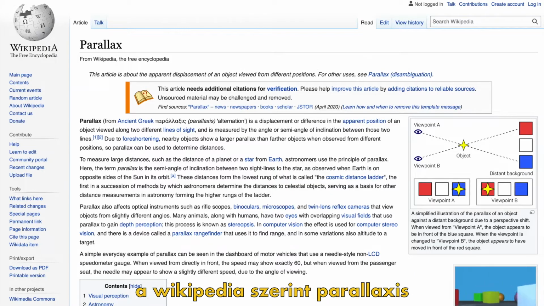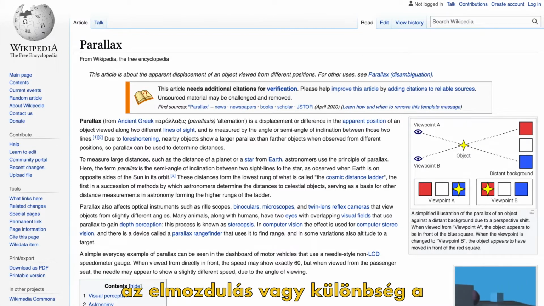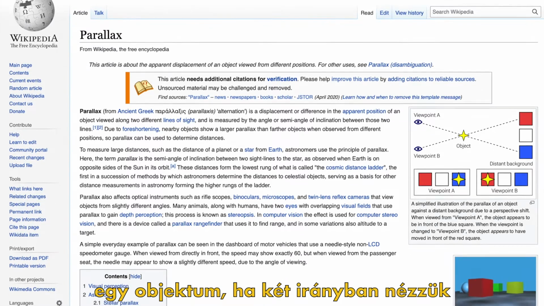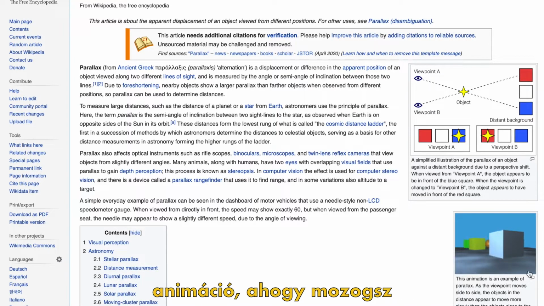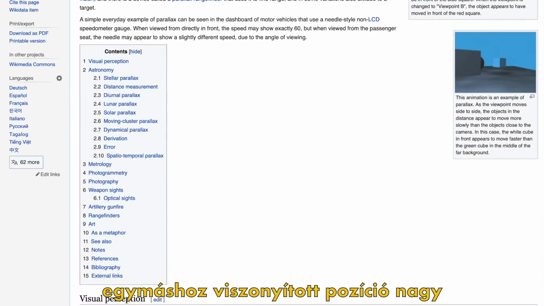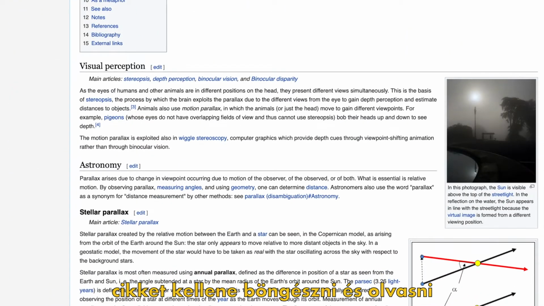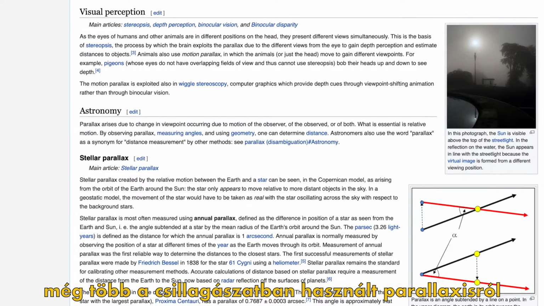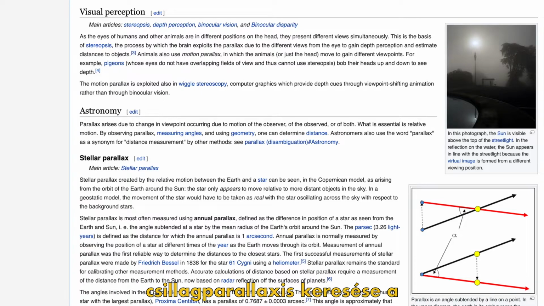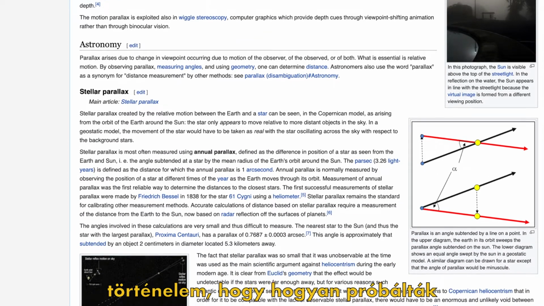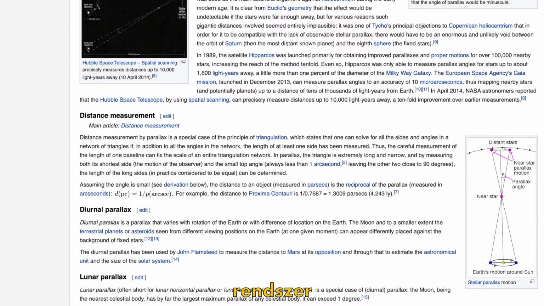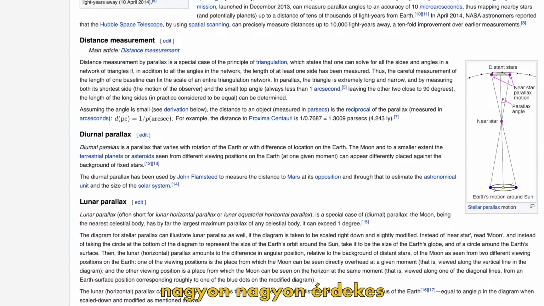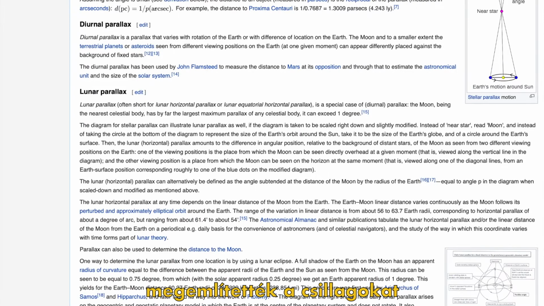According to Wikipedia, parallax is a displacement or difference in the apparent position of an object when viewed along two different lines of sight. Very simple. As you can see in the animation, as you move left and right, objects in the scene change position relative to each other. Great article. You should browse it and read more about parallax used in astronomy, looking for stellar parallax, the challenges, the history, how they've tried to determine the distances in the solar system. Very, very interesting. But all throughout this article, you will see that they mention the stars.